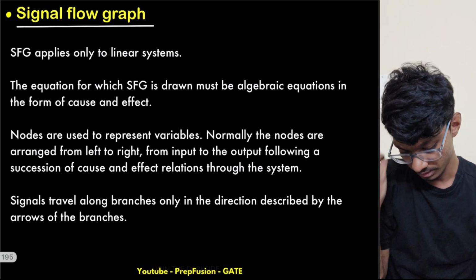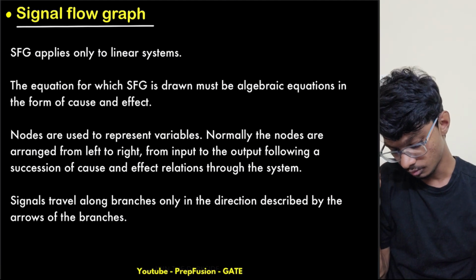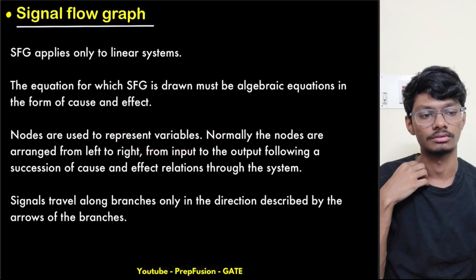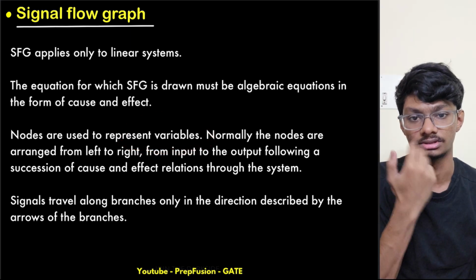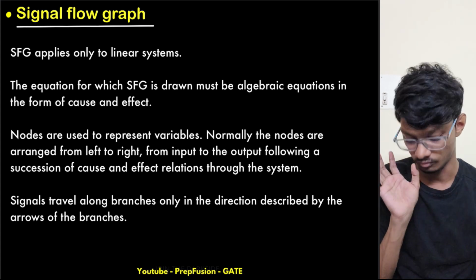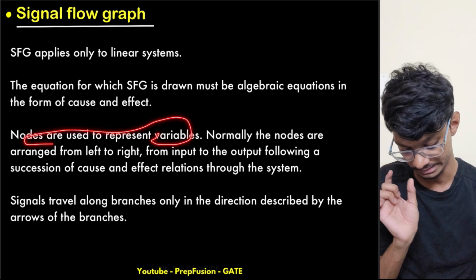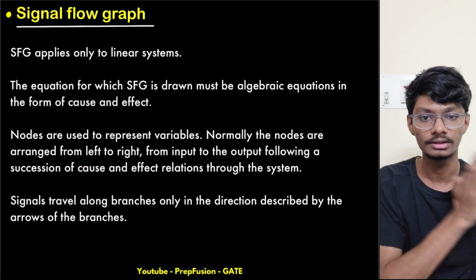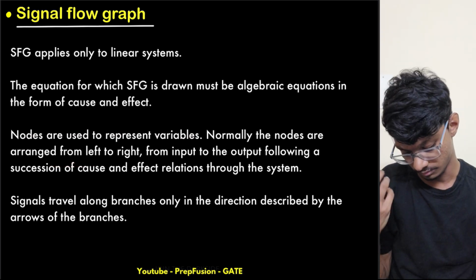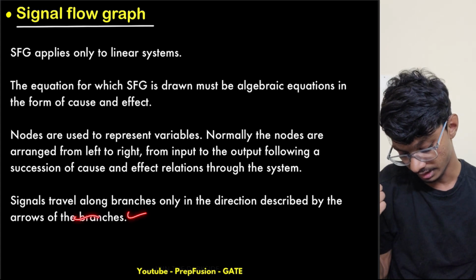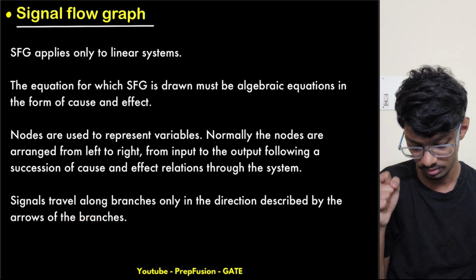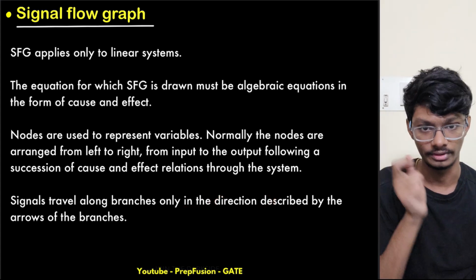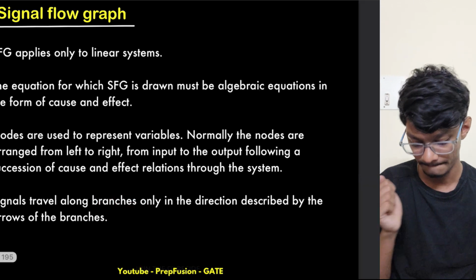Okay, one thing to remember is that nodes are used to represent variables. How? I will show you, here or in the state space chapter. In any chapter I will show you what this particular sentence means. Normally the nodes are arranged from left to right, the flow is from left to right, input to output. Okay, that is what we know. Signals travel along branches, as I explained to you, only in the direction described by the arrows, and they travel along the branches between two nodes.